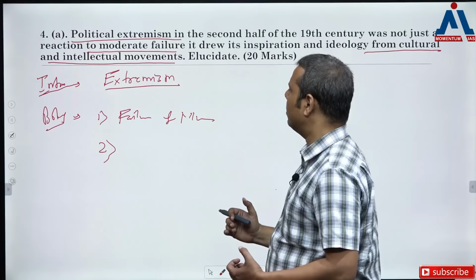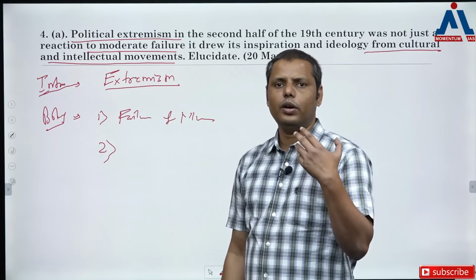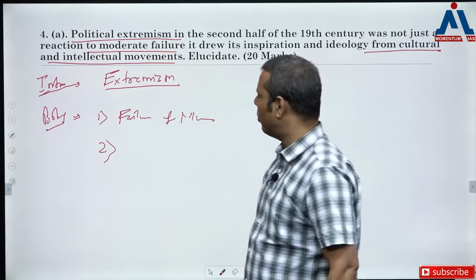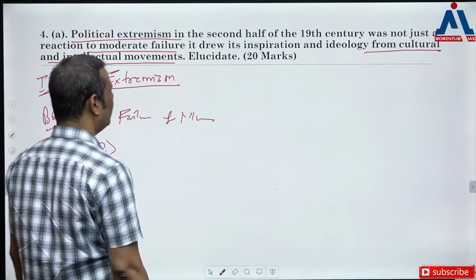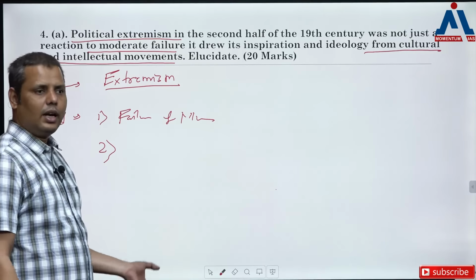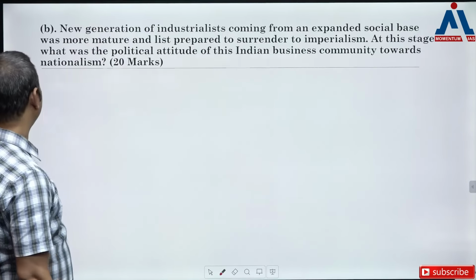And that's how, for the rise of extremists, we cannot give this credit only to the failure of moderates, but the other reasons were also responsible for it. So in the conclusion, you can conclude this answer. There is no problem, because this is how it was. We cannot give the degree, but yes, we can talk about it.